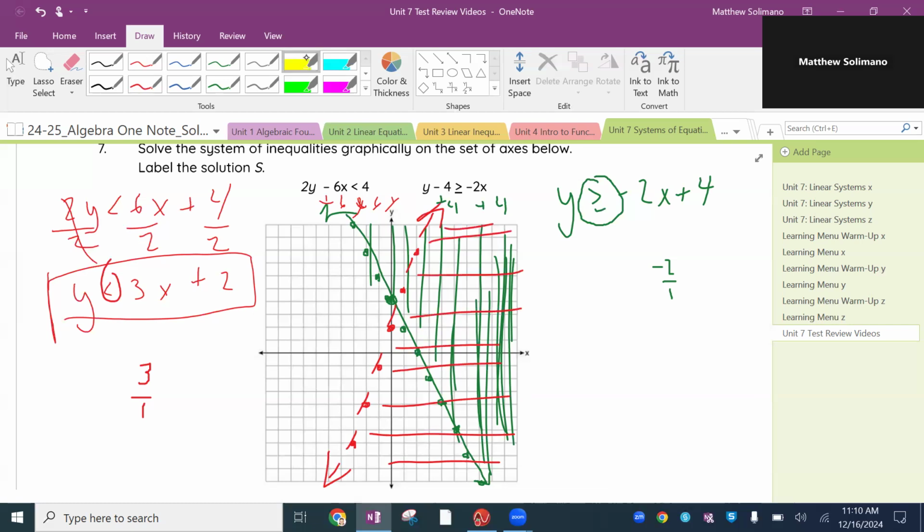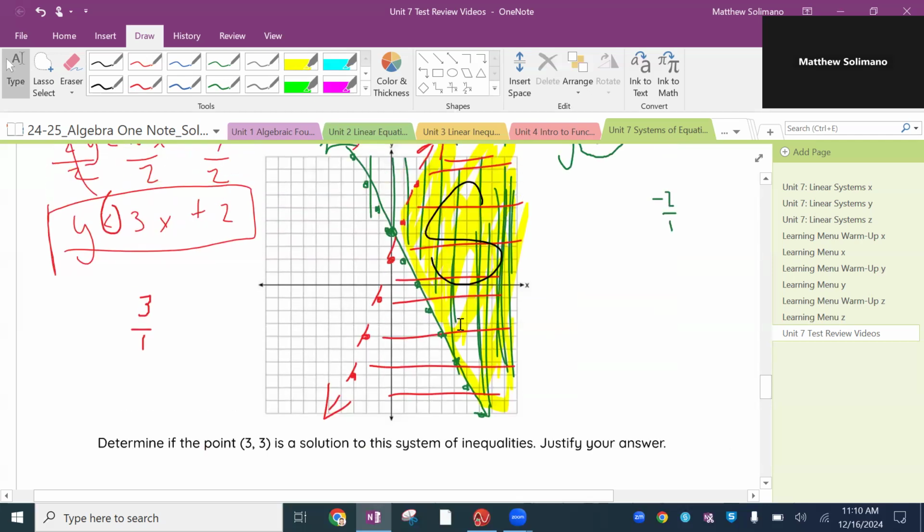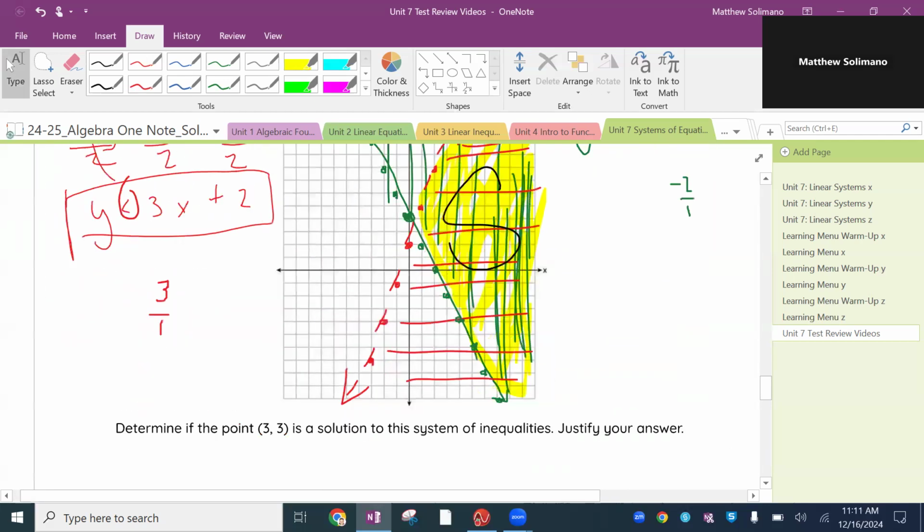So I'm going to shade below this red line. So my solution is where my red and green shading crosses. So anywhere in here is my solution, where the red and green cross. So this is my solution. So we're going to label that solution S. I also highlighted it. Determine if 3, 3 is in the solution set.